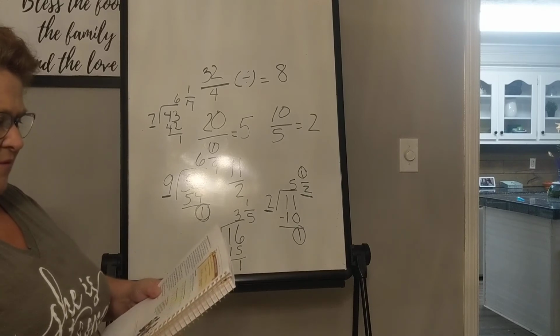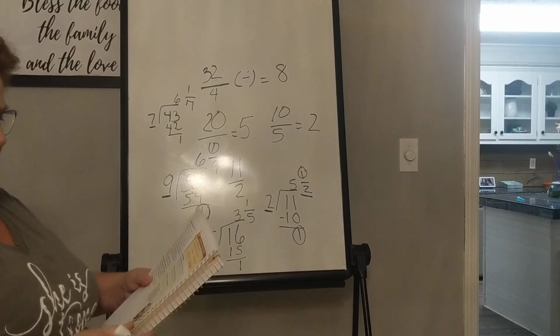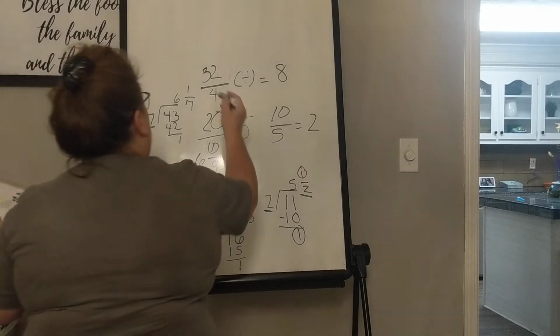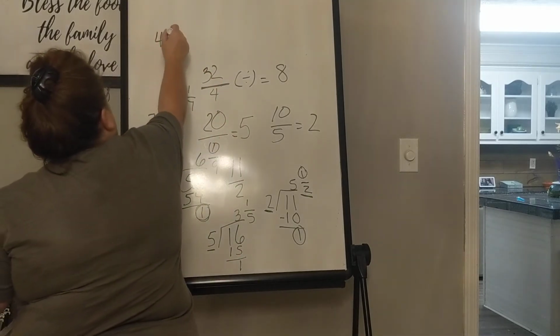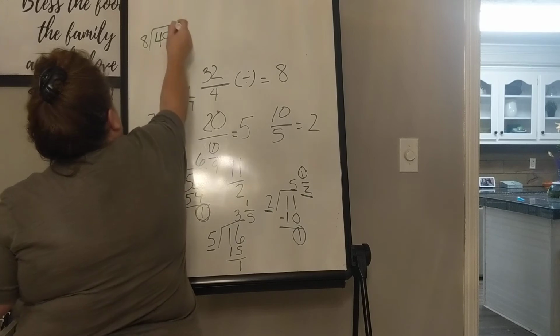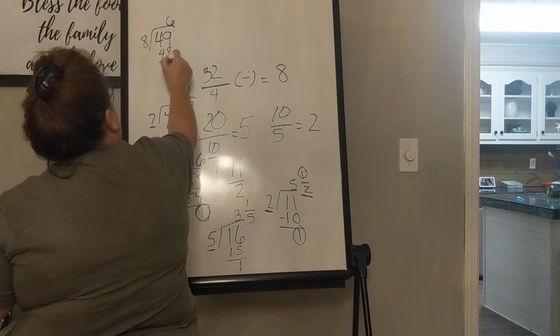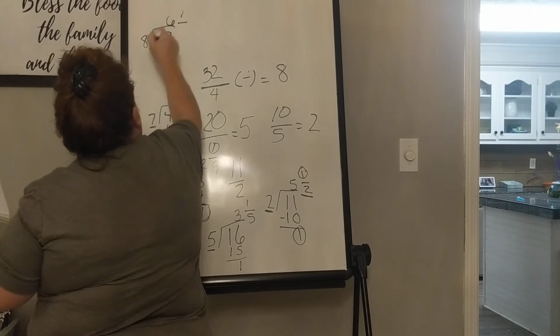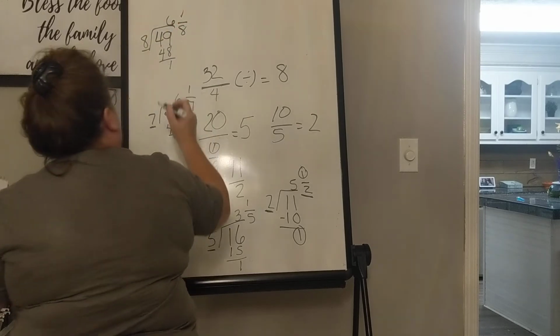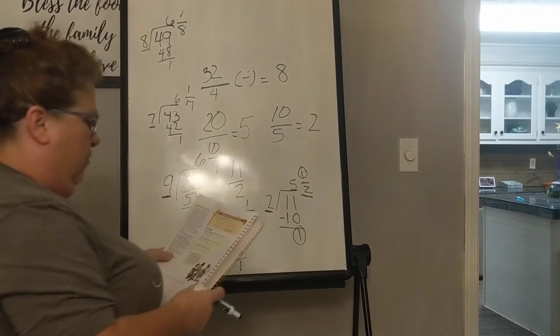And last we have 49 divided by 8. So 8 times 6 is 48. We subtract. Our 1 is our numerator. Our divisor becomes our denominator, 6 and 1/8.